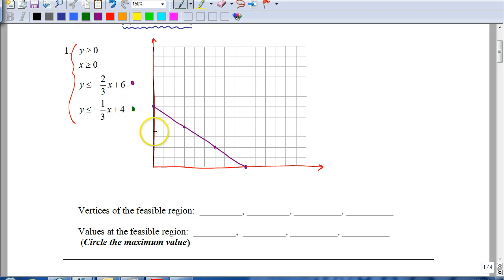Next, we're going to do this other line where my y-intercept is 4, and my slope is negative 1/3. So go down 1 over 3, down 1 over 3, down 1 over 3.